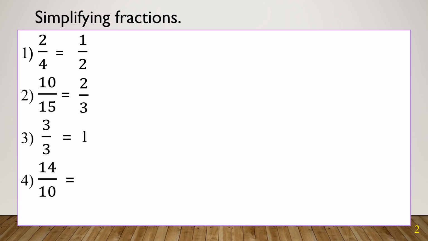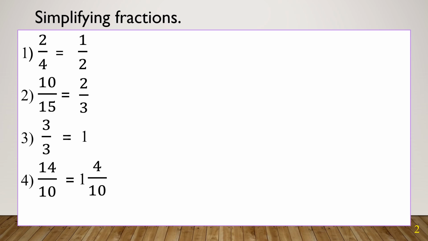Number 4, 14/10. So since this is an improper fraction, we are going to convert this into a mixed number, by dividing the numerator by the denominator. So 14 divided by 10. So the answer is 1. Then yung remainder ay gagawin po natin na numerator. So, ang remainder niya ay 4, then copy the denominator, 10.